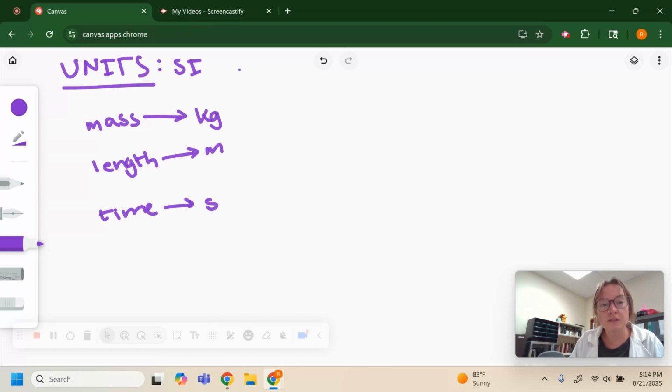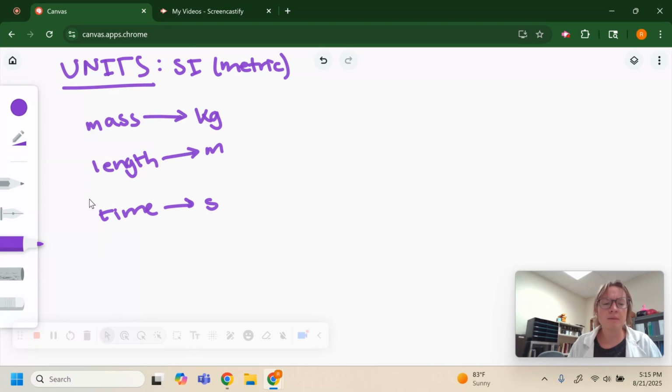This is opposed to the imperial system, which we use in America, where time would still be measured in seconds, but length we measure in inches or feet or yards or miles or that kind of thing. And actually the imperial unit of mass is called a slug, but no one ever uses it. So in science class, we use SI or metric units instead of the imperial units.